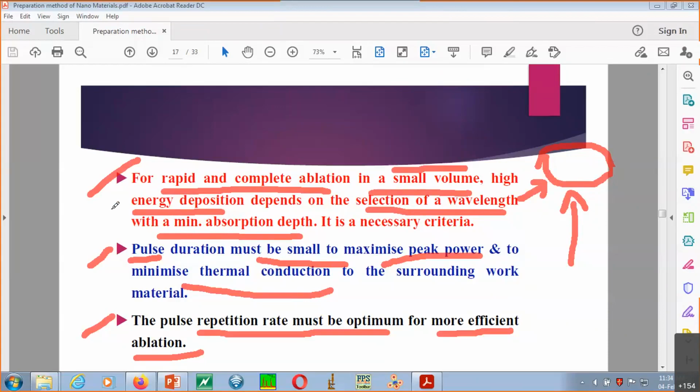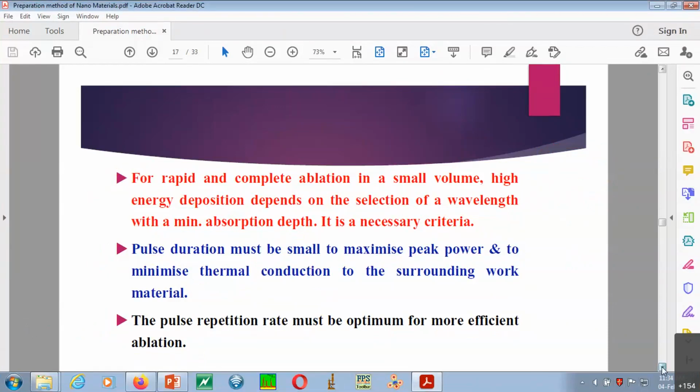सो ये क्लियर हुआ अभी ऑल 3 पॉइंट्स? Yes. Okay, then come to the next.